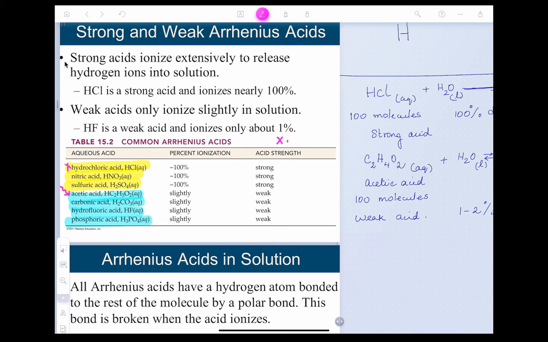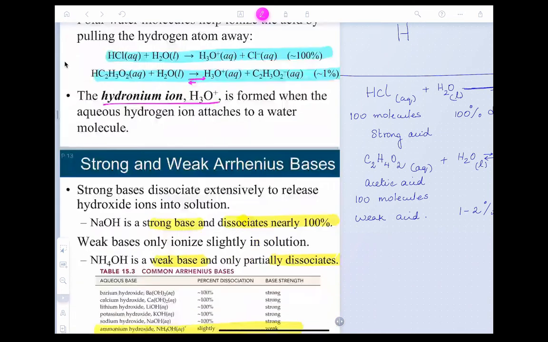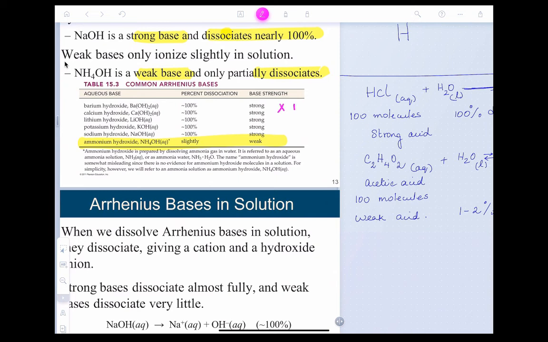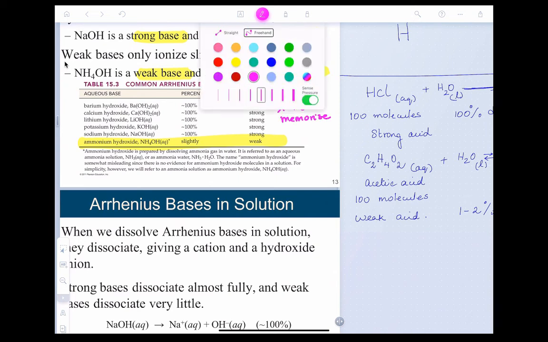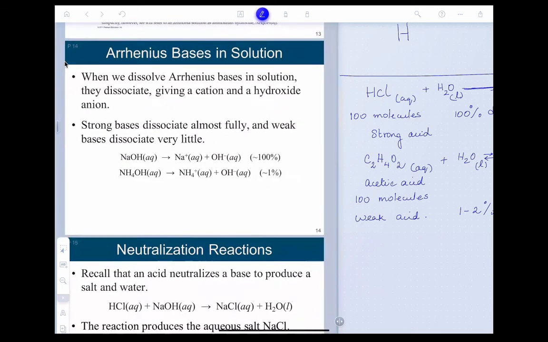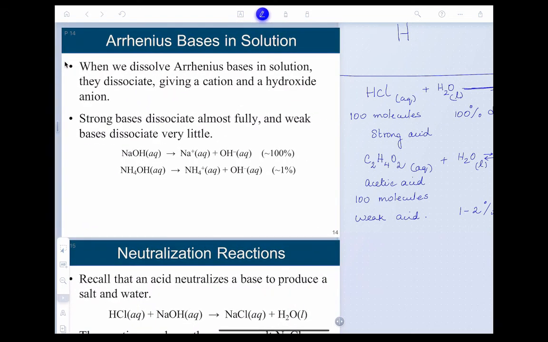So I do not expect you to memorize these. No need to memorize this, and no need to memorize this table either. No need to memorize this. So not much of a difference. You can see 100% dissociation makes sodium hydroxide a strong base. Less dissociation makes ammonium hydroxide a weak base.